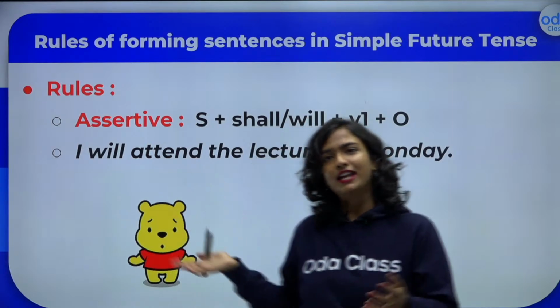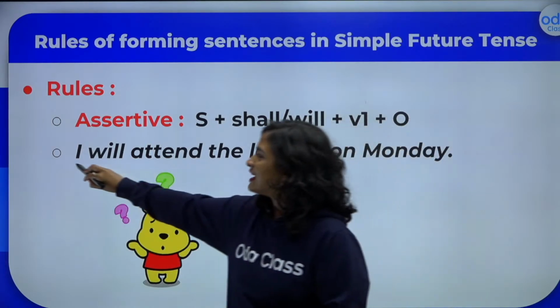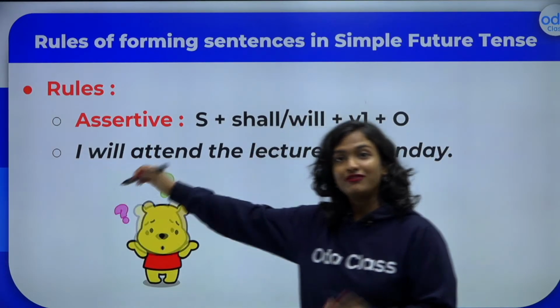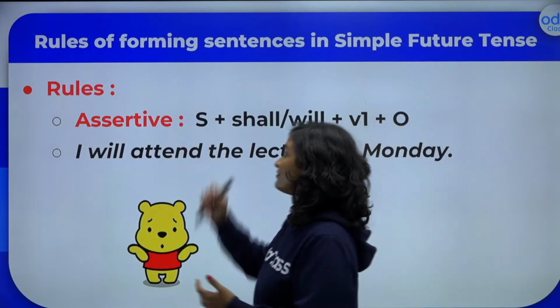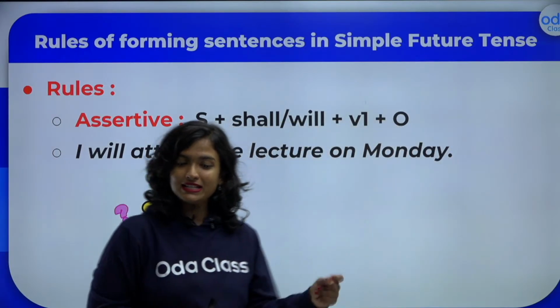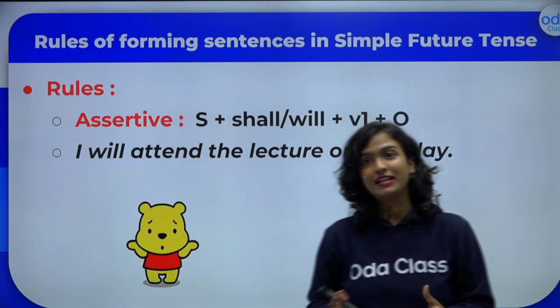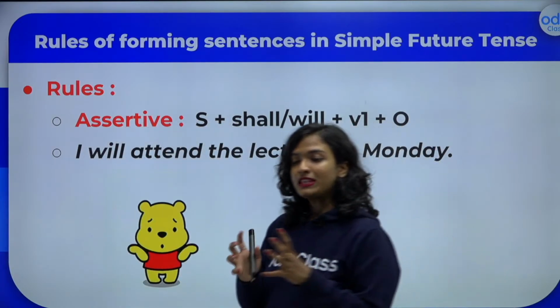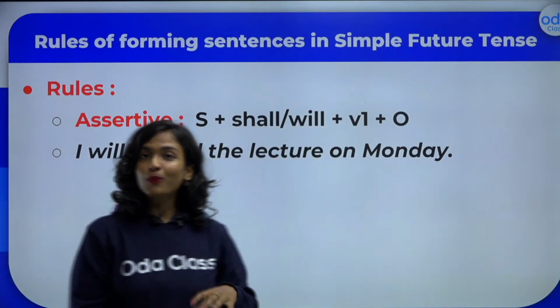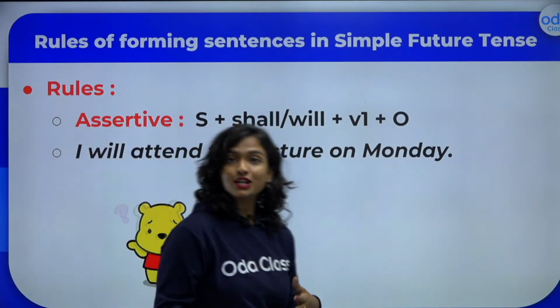I will attend the lecture on Monday. So we have our subject, right? We have our helping verb will. We have our first form of the verb attend, followed by this entire object, the lecture on Monday. Alright. Now something interesting happens when we form the negative and when we form the interrogative.